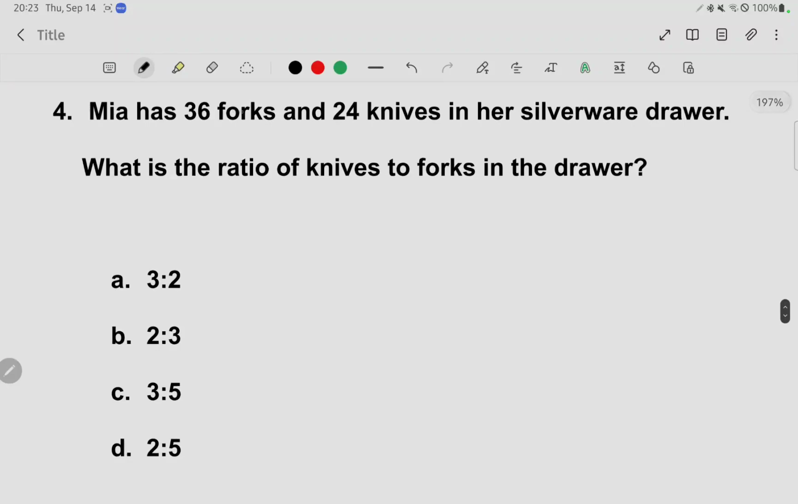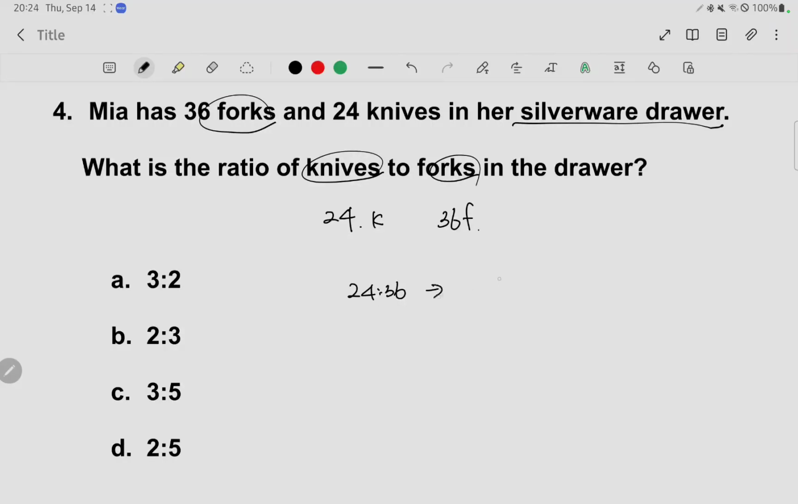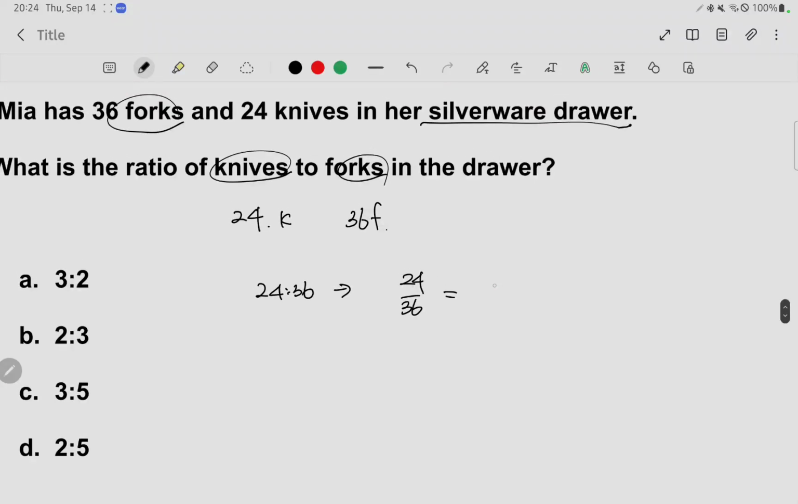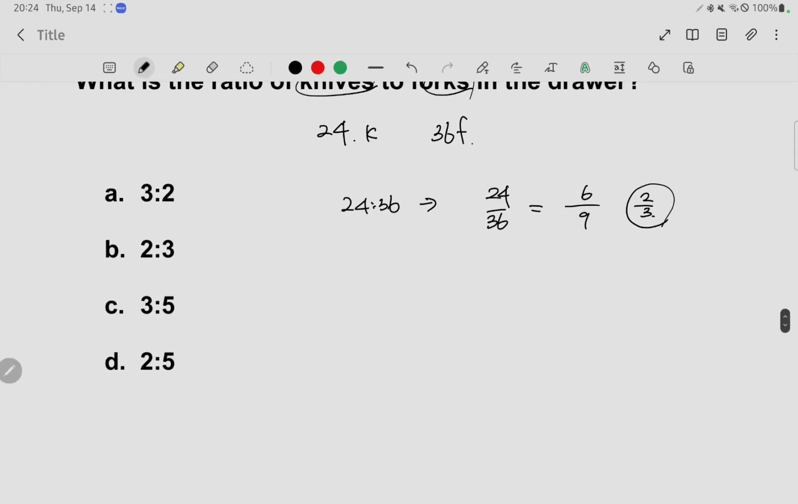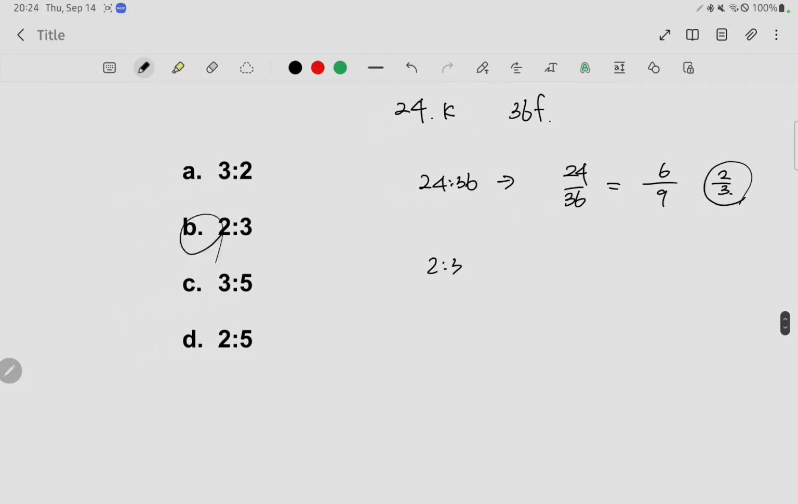Number 4. Mia has 36 forks and 24 knives in her silverware jar. What is the ratio of knives to forks? So you've got 24 knives, and then you've got 36 forks. The ratio is asking knives to forks, so we're just going to make it 24 to 36. Or you can also write it as 24 over 36. Which, if you simplify, you can divide by 4 first, this becomes 6 over 9. And then if we divide by 3, we get 2 over 3. So we're just going to look for 2 to 3 or 2 over 3, which is going to be B.